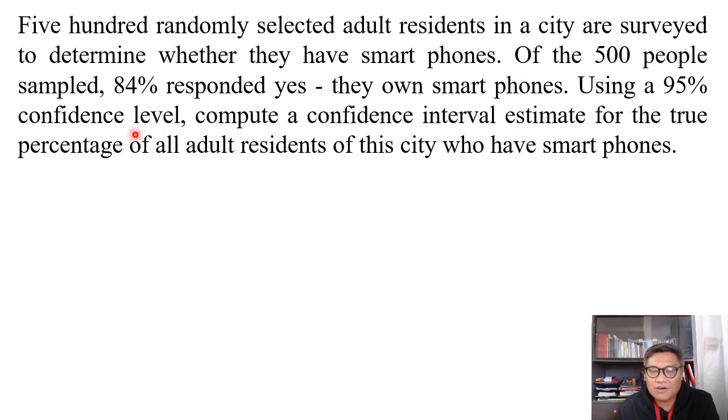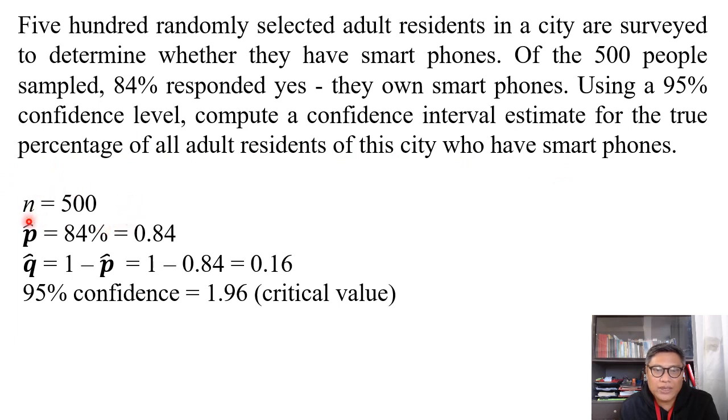Using a 95% confidence level, you are going to compute a confidence interval estimate for the true percentage of all adult residents in this city who have smartphones. In other words, class, we are only using a sample of 500 in that particular city. We want to estimate what percentage of all the adults in that city have smartphones. So what are the data that are given here in the problem?